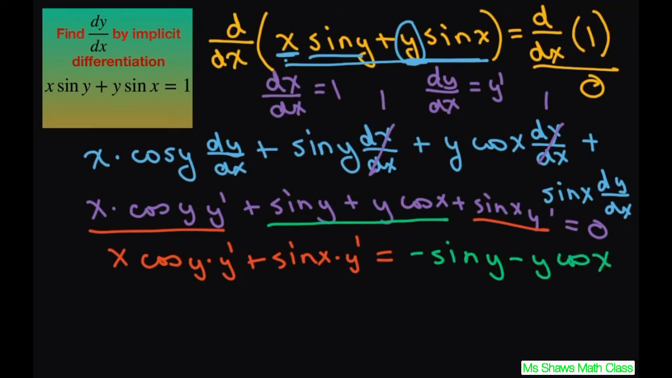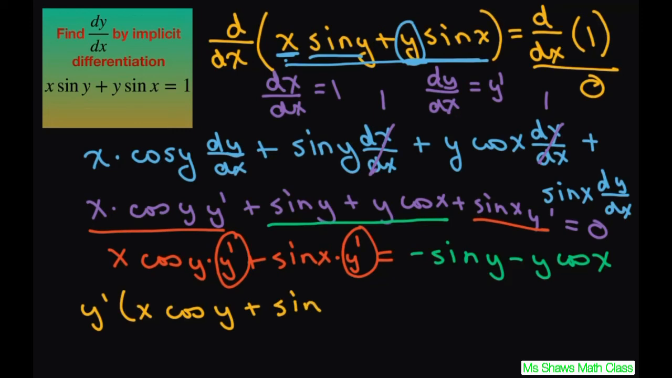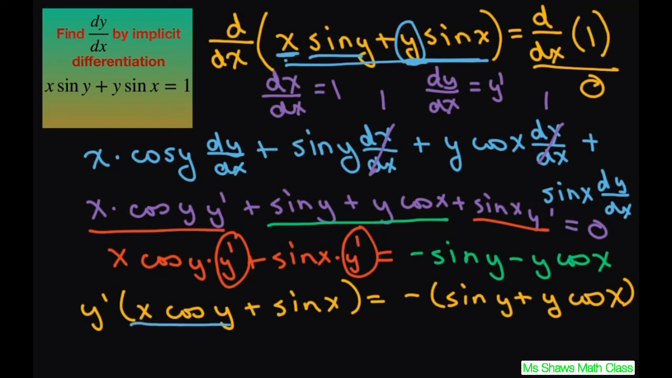Now, the next step would be to factor out your y prime. So that's going to give you y prime times x cosine of y plus sine of x equals, if you want, just pull out that negative. You don't have to. I just think it looks better. And you have this. So our last step is to divide both sides by this term here. So you can isolate your y prime and solve for the derivative.